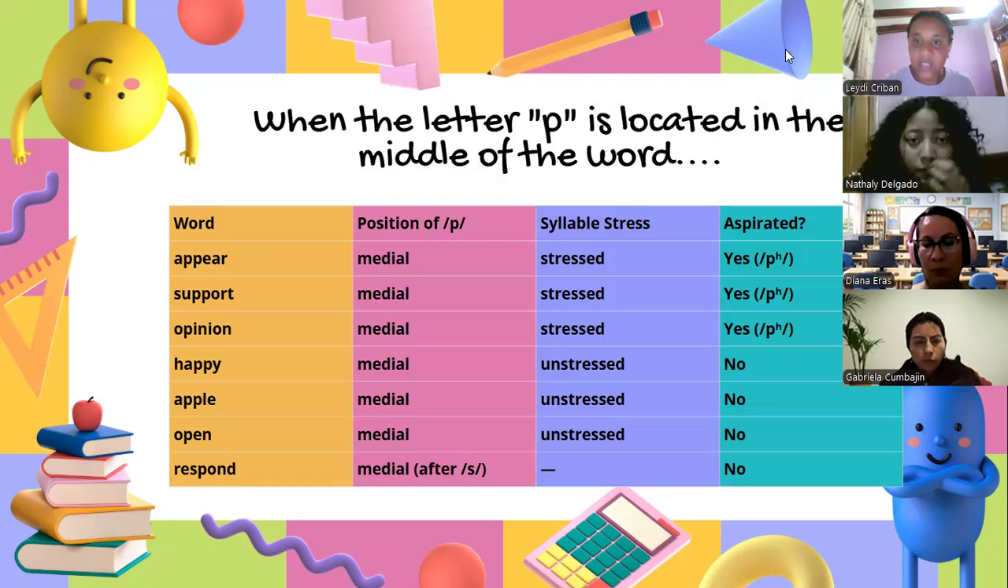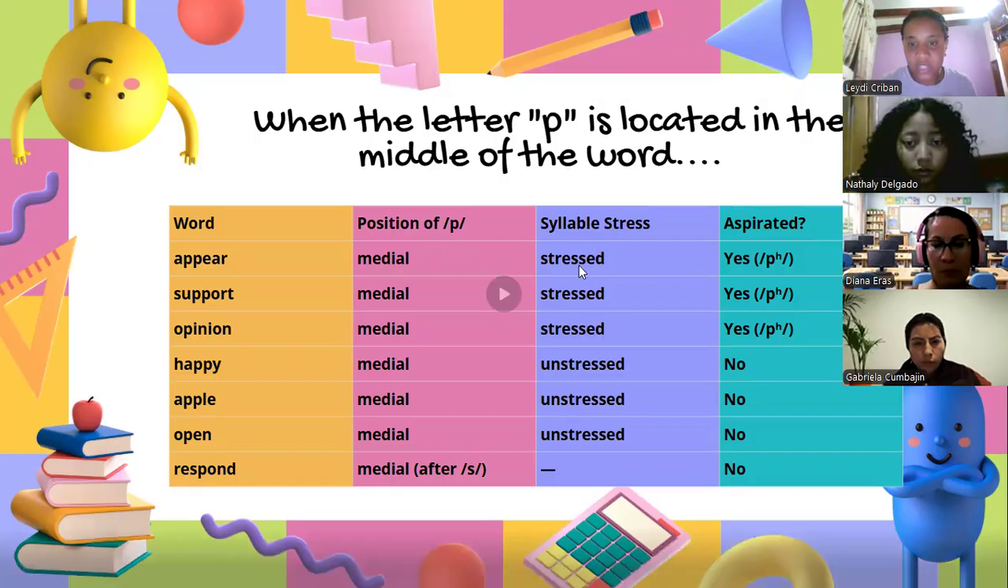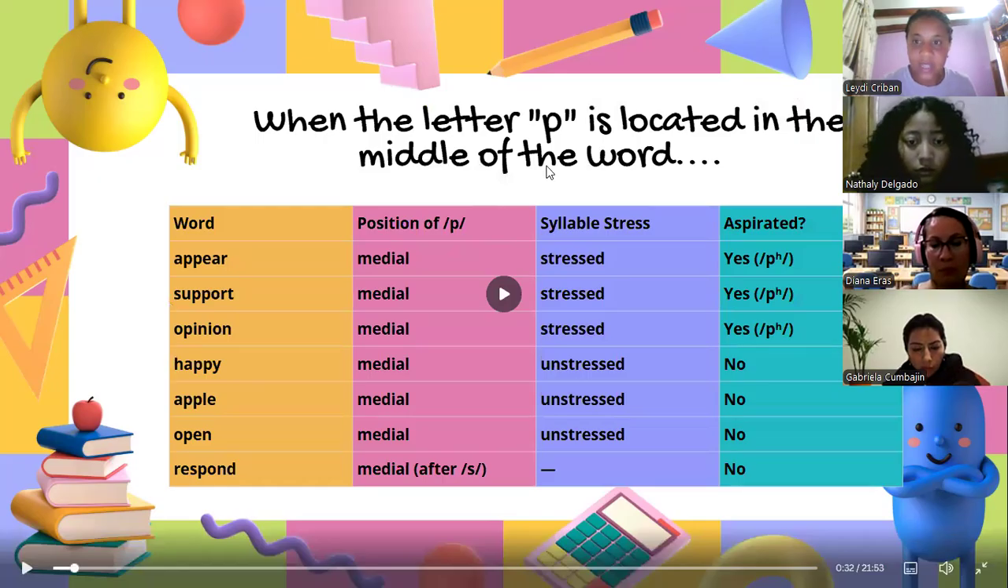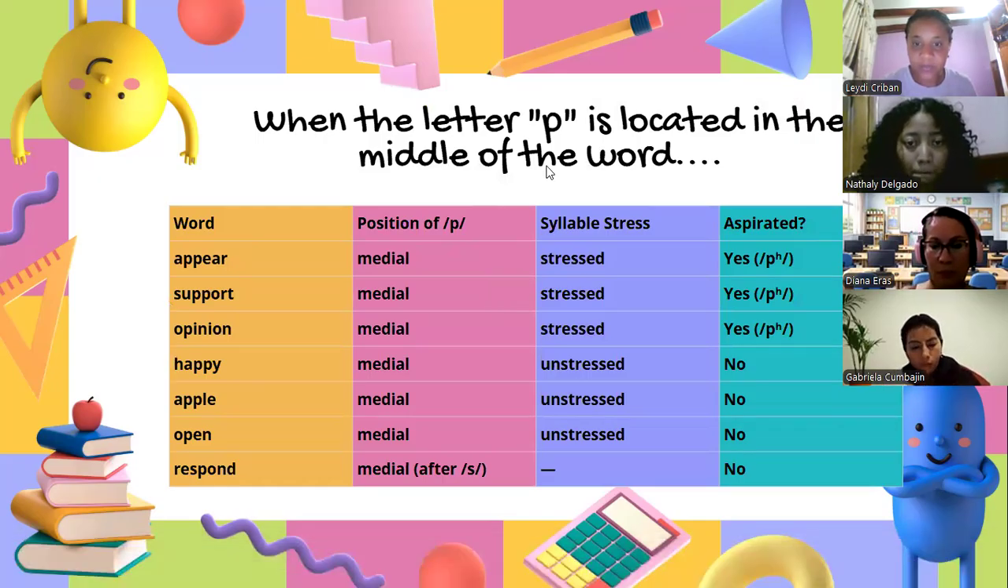And when P is located in the middle of the word, we need to analyze the syllable in which P appears. If the syllable is stressed, then P is aspirated. But if the syllable is unstressed, P is not aspirated. For example, in the word appear, the syllable is stressed, so P is aspirated. But in the word happy, the syllable is not stressed, so it is not aspirated.